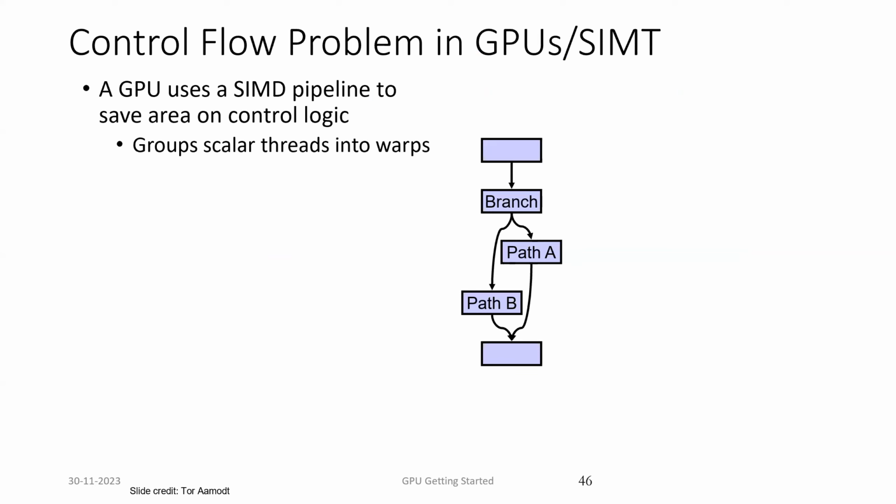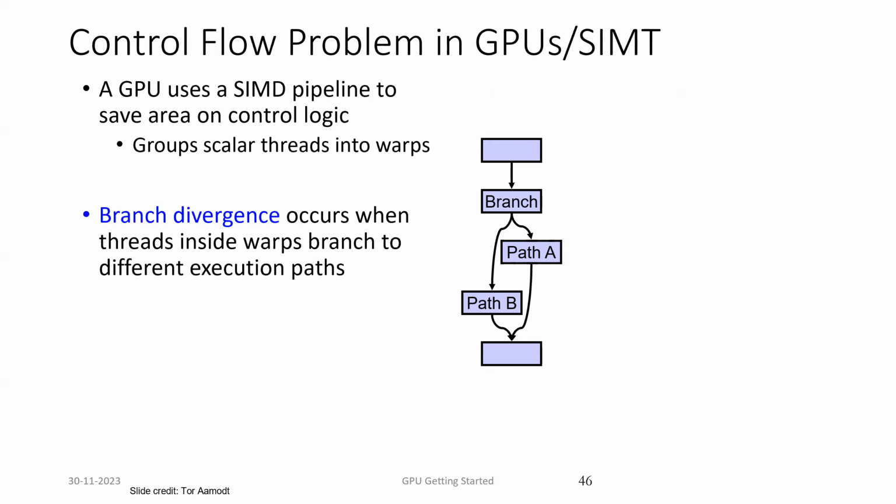So this is the control flow problem typical in GPUs, and we as programmers need to be very careful and try to avoid it as much as possible, right? This problem is called branch divergence, because even if one thread within a warp takes another path, all the threads will get impacted, right? They have to go as a bunch, right?